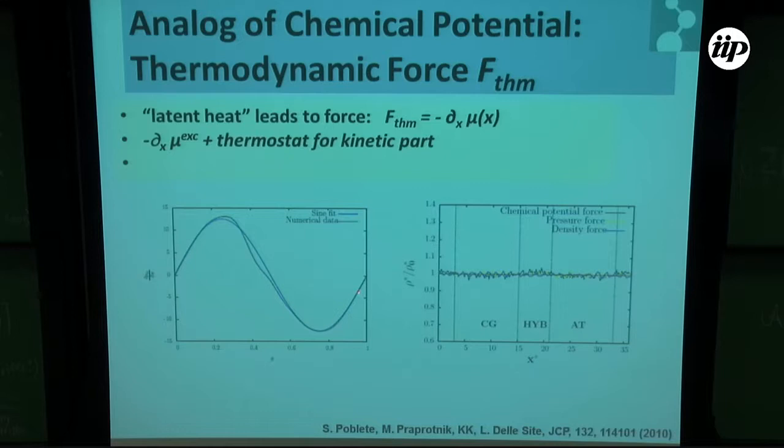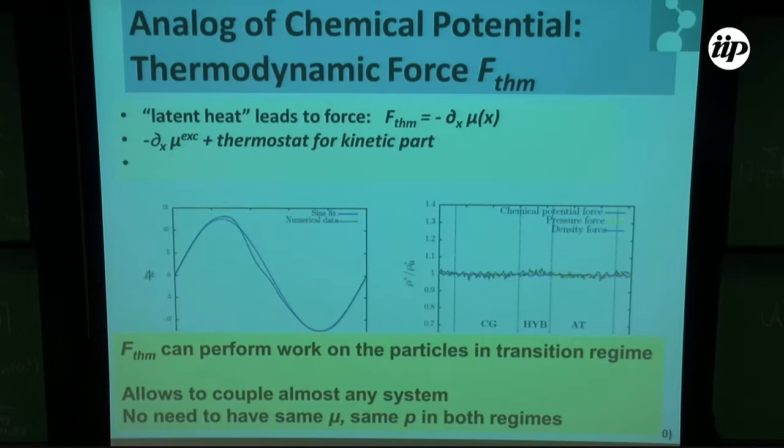If I do this for the simple case of the tetrahedral molecules, I find that the density in the coarse-grained region, the hybrid region, and the atomistic region, and so on, is perfectly flat. And if you look at the diffusion paths of the molecules, they do not see anything of a barrier. So this can be used.